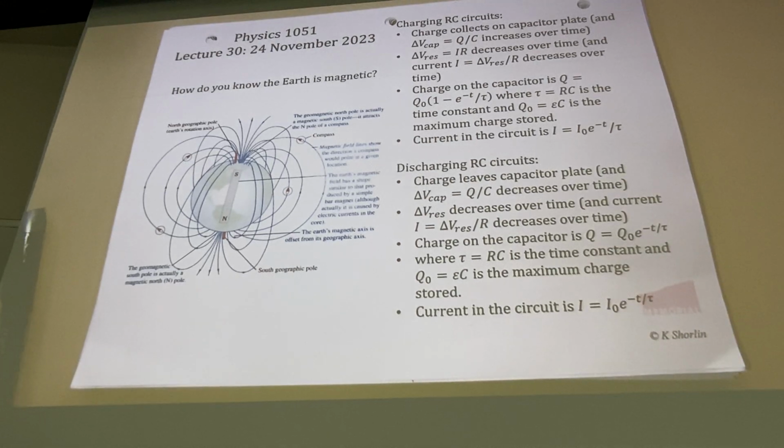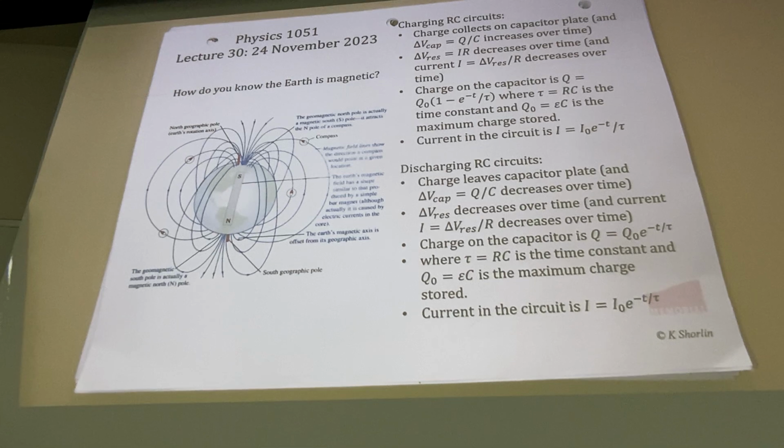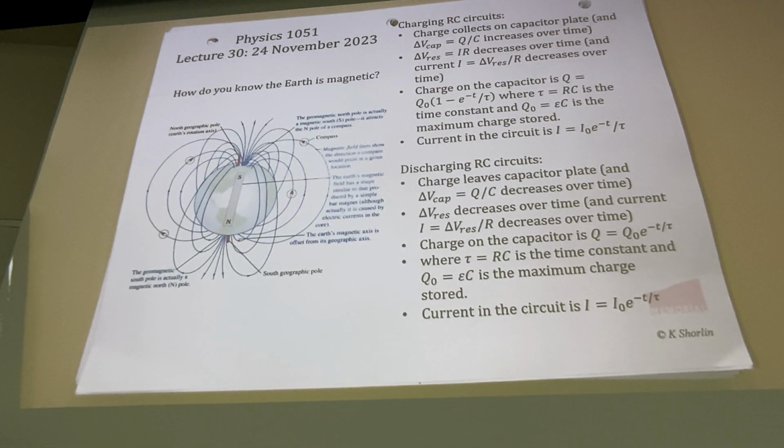Let's see, last time we finished our section on all the DC circuits, so now we're going to move into magnetism and Faraday's law and things like that.